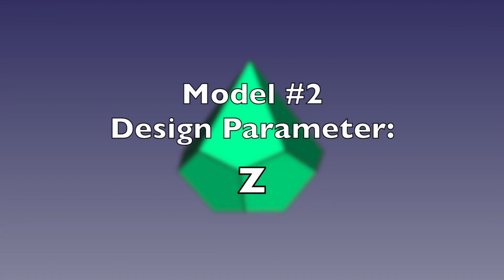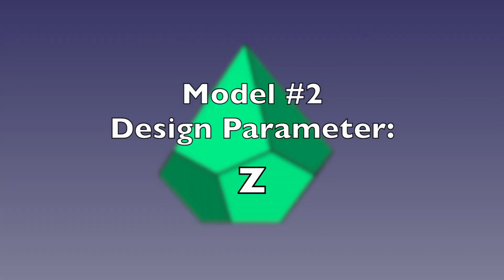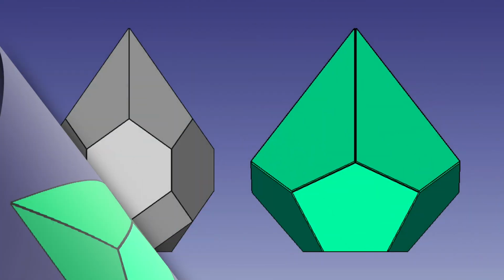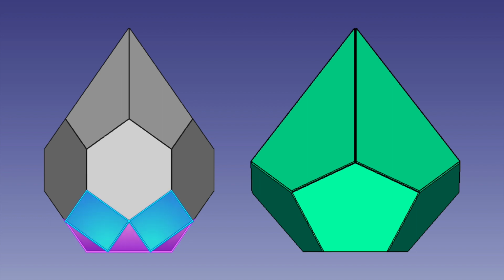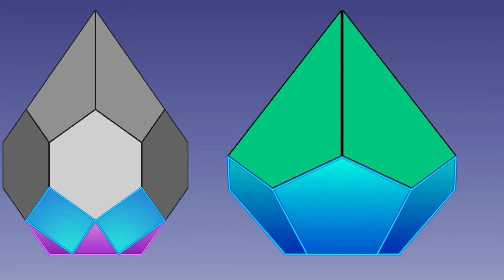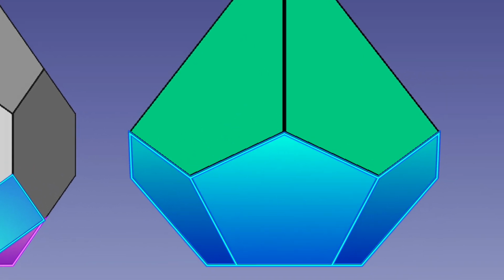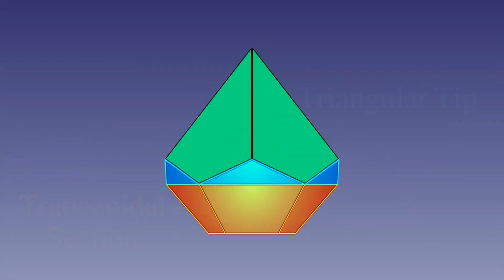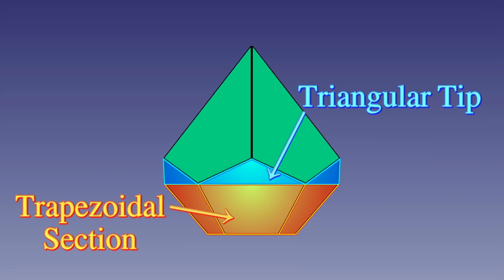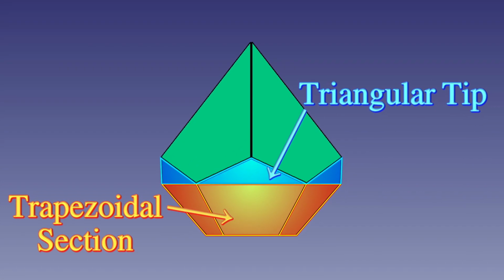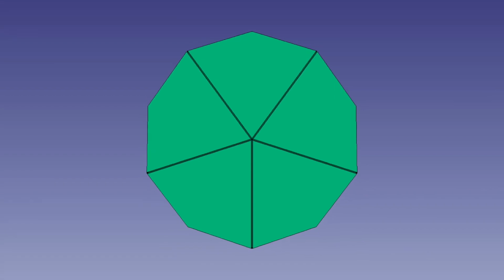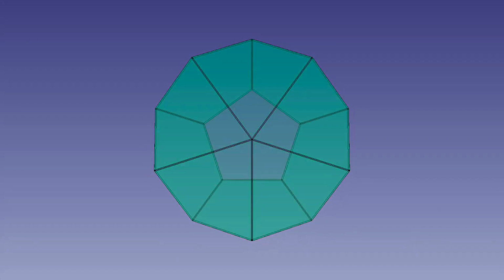For this model, we have a new input parameter we need to address, which I refer to as z. In the first model, there are two separate panels attached to the base polygon, but in this model there is just a single non-equilateral polygon panel connected to the base. This face has two distinct components: the trapezoidal section connected to the base polygon, and the triangle connecting to the roof at the top.